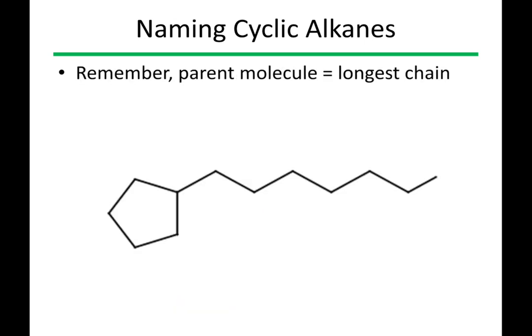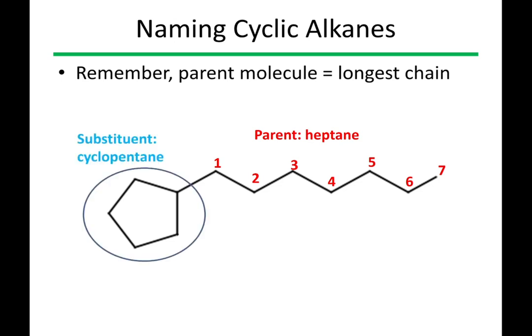The parent molecule, whether there's a cyclic portion or not, is still always going to be the longest chain. So in this case, we have that pentane, which is 5. Or if we count the parent, we see that it has 7. So the parent molecule is going to be the heptane. Since the substituent is a cyclopentane, we will put it, as we do the other substituents, and we will call this cyclopentylheptane. In this case, since we could put this cyclopentyl group in many different locations, we do have to include the number, so this would be 1-cyclopentylheptane.